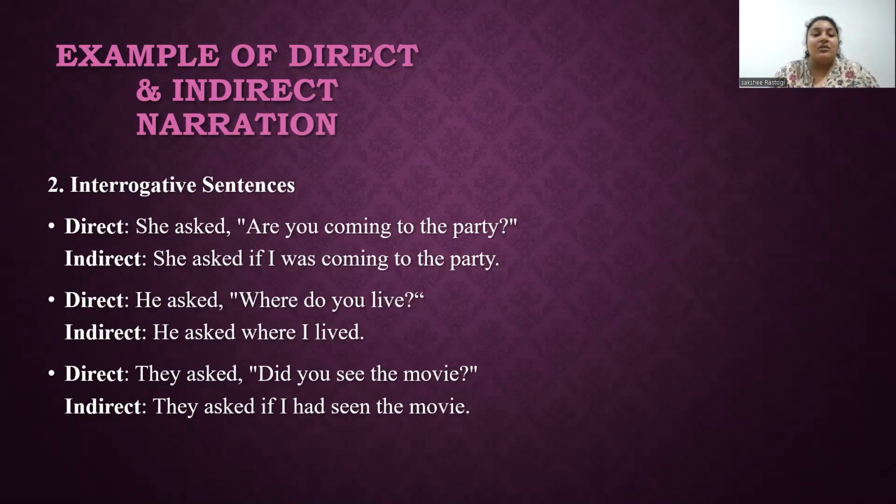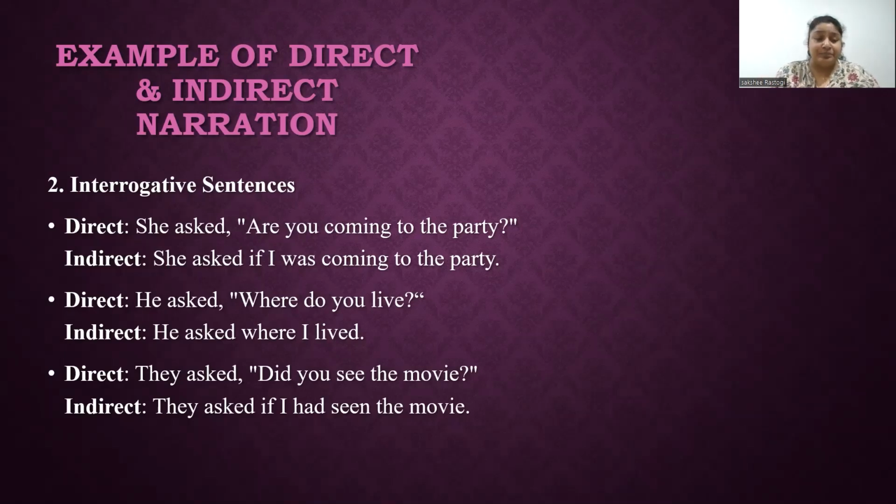So interrogative sentences are also known as questions. They are sentences that ask for information and clarification. They are used to inquire about something, seek an answer, or clarify a doubt. Interrogative sentences typically begin with a question or interrogative pronoun such as who, what, where, when, why, how, did. These are some interrogative words which we use in interrogative sentences.